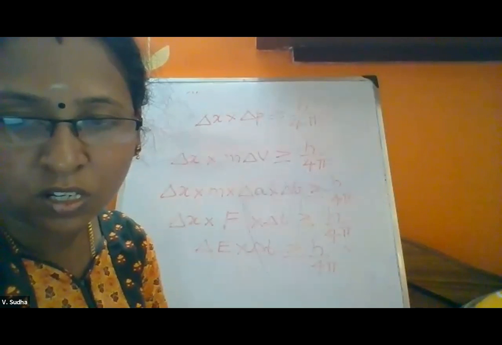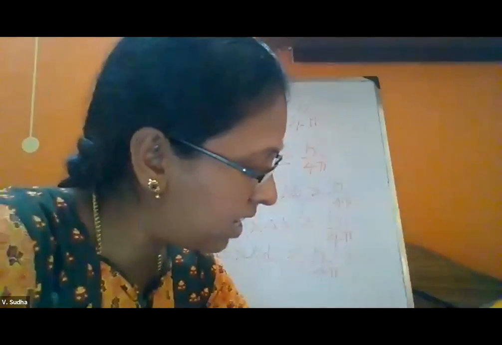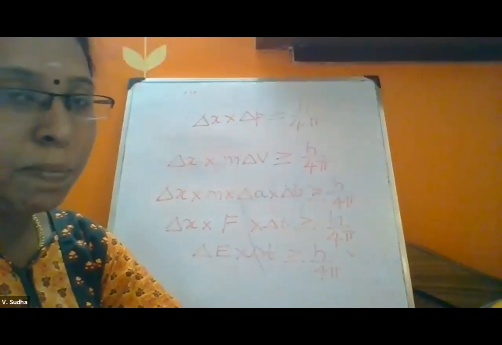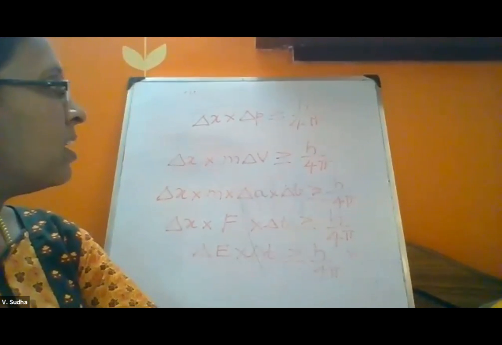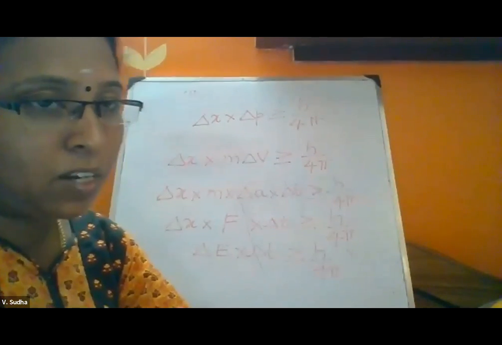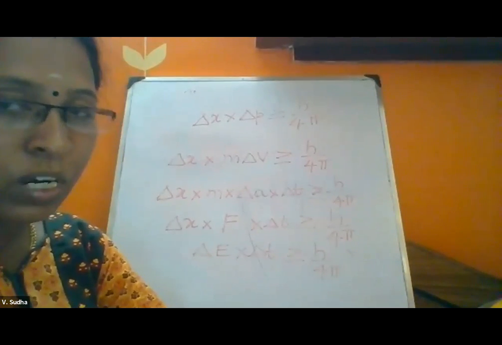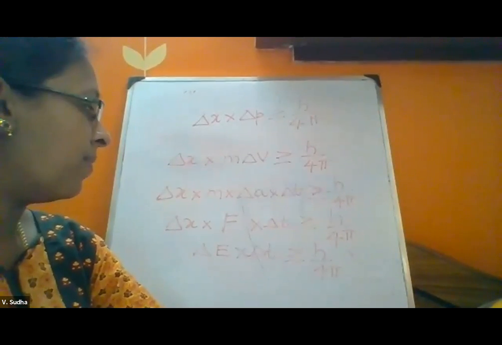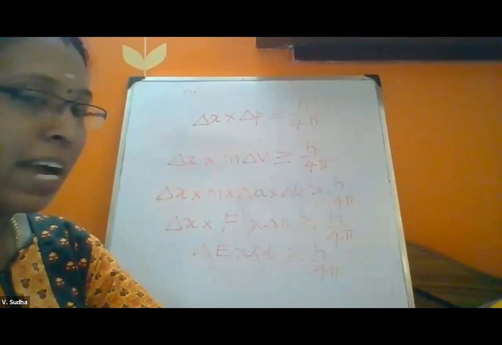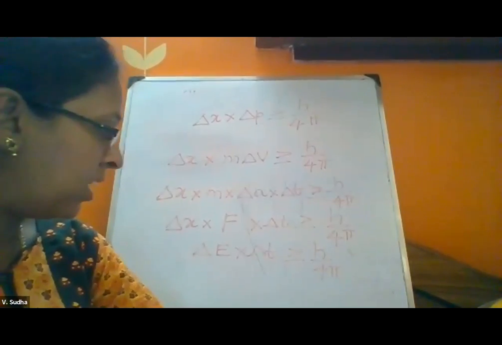Option C. The board is not clearly visible and the pen is not writing, so I will say it and you write it down. Delta X into delta P is greater than or equal to h by 4 pi. Delta P is momentum, mass into delta V, so we replace it. Delta V is velocity, which we write as delta A into delta T, acceleration into time. Then mass and acceleration together give force F. Then position and force together give delta E.